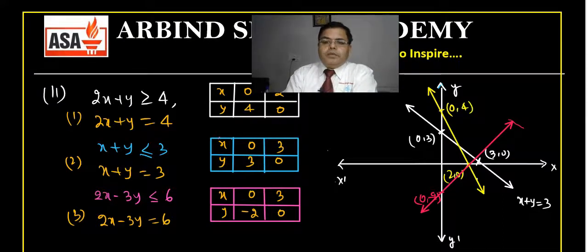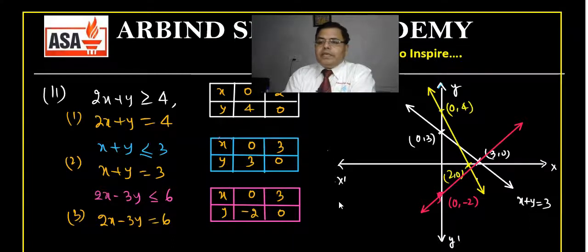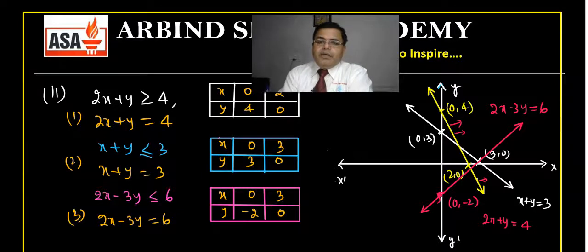Now to find the feasibility of the solution: the line here is 2x - 3y = 6. If I put (0, 0) in 2x + y is greater than 4, then 0 is greater than 4, which is not possible. This line is called 2x + y = 4, so the origin will not satisfy it. So the region will lie above this line. And x + y is less than 3, so this is below this line.